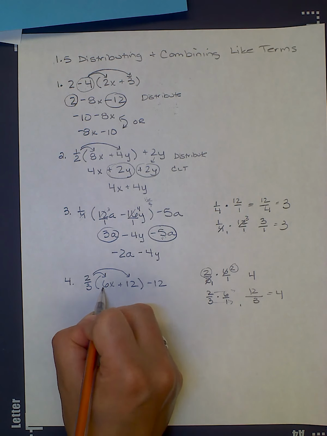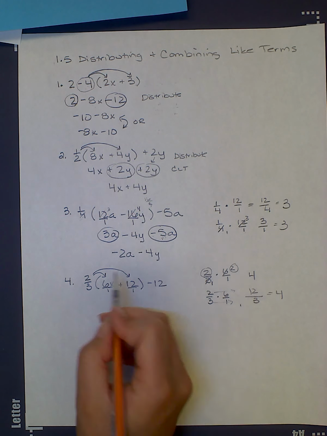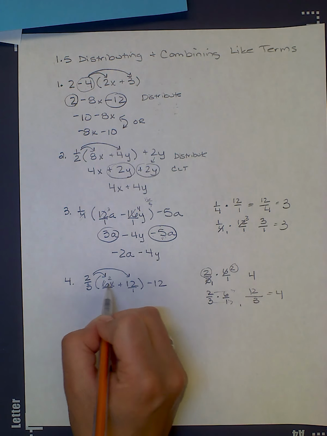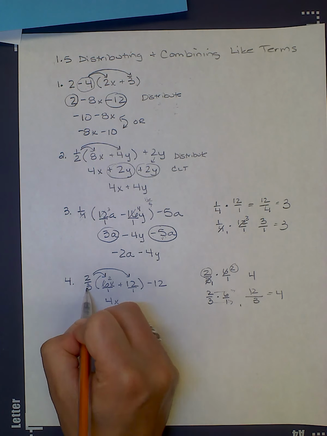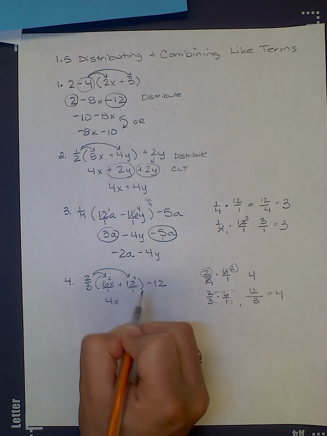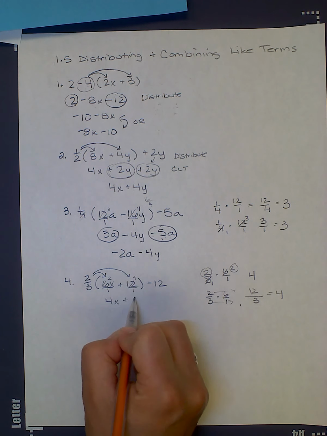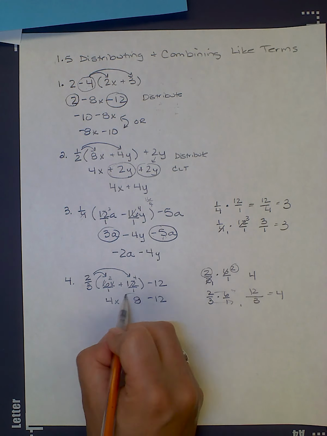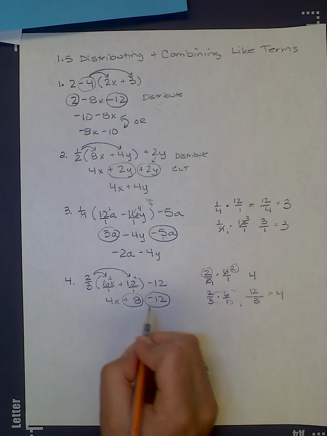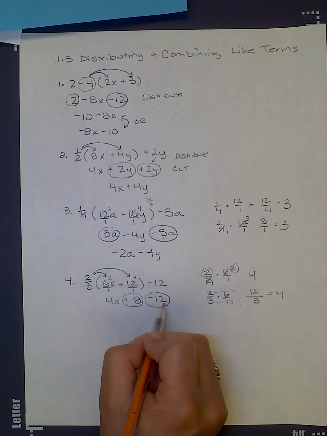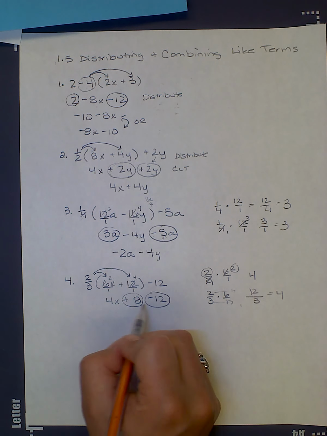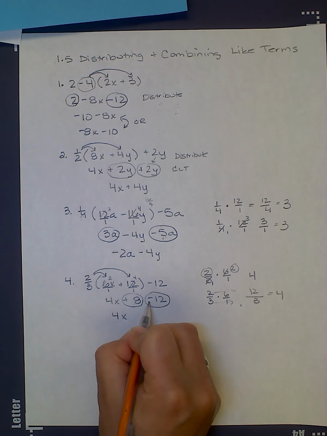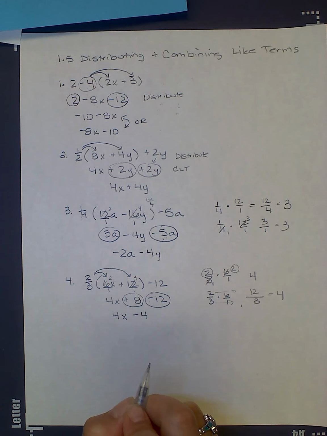So I find it helpful to put this over 1 and put this over 1. I would probably cross reduce. 3 goes into 6 2 times, 2 times 2 is 4x. 3 goes into 12 4 times, and 2 times 4 is 8. And bring down the minus 12. Now we can combine these whole numbers that don't have any variables on them. They are called constants. They never change no matter what, because they don't have a variable on the back that might be changing them. So we keep the 4x, and then 8 minus 12 gives us minus 4.